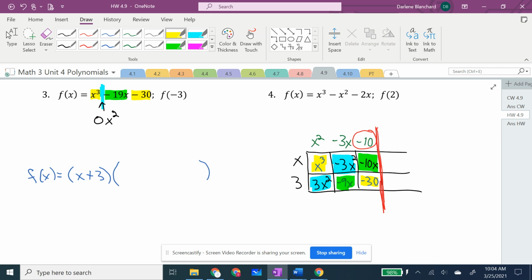That means that x plus 3 multiplied by x squared minus 3x minus 10 is the beginning of factoring this polynomial. Now, x plus 3 is a nice linear factor, but what I have here is quadratic, and I can factor that into two linear factors.